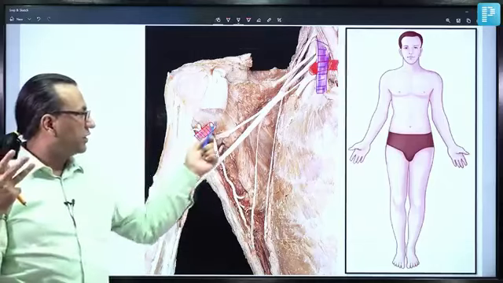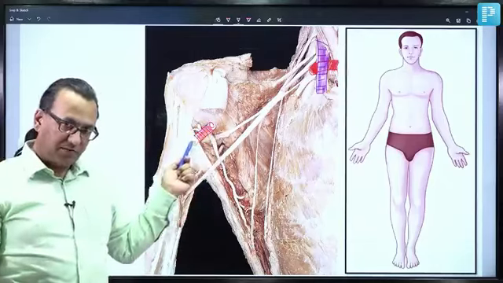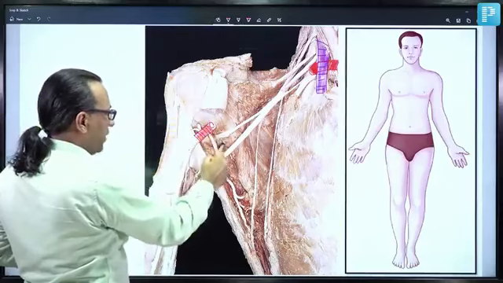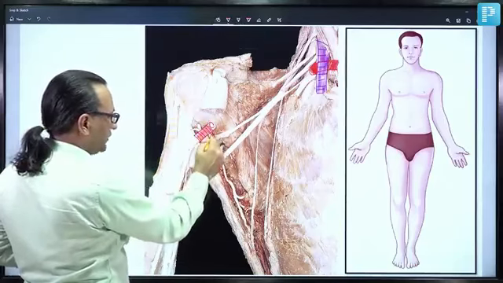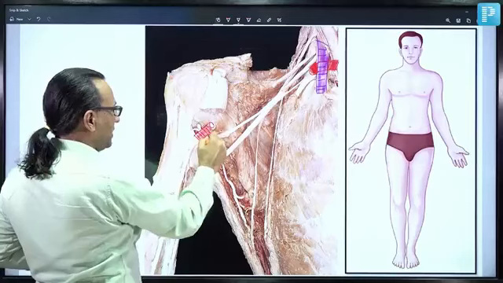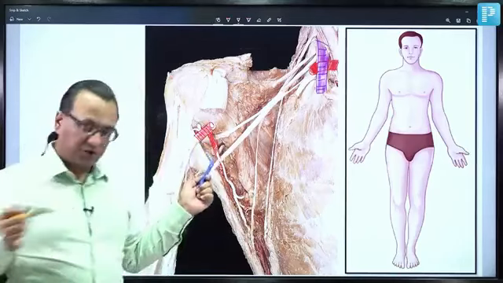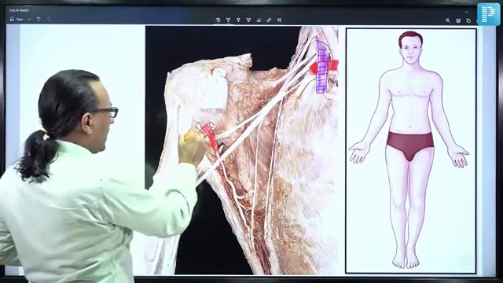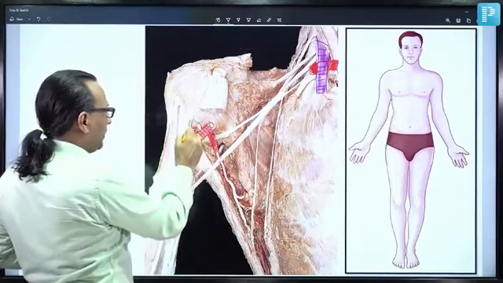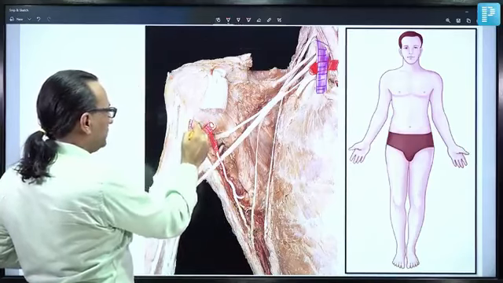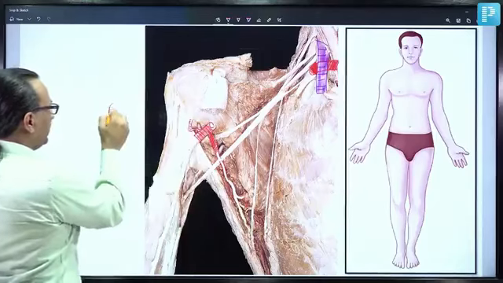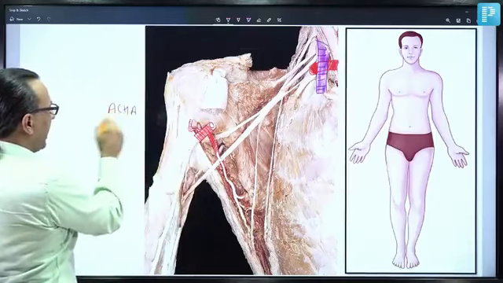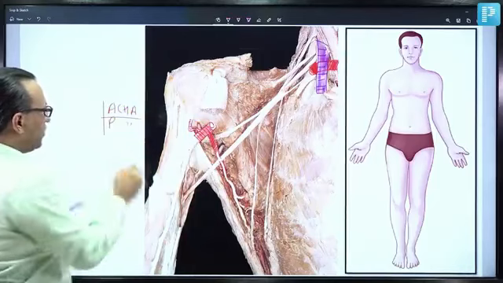Which three branches will the third part of the axillary artery give? You see, one of the branches is going under the scapula, so it is called the subscapular artery. And what about the other two branches? There is one going anterior and another one going posterior to the humerus. So they are called the anterior circumflex humeral artery and the posterior circumflex humeral artery.